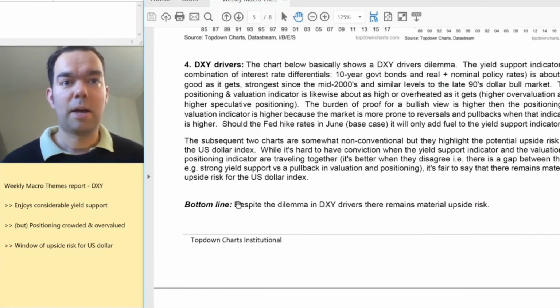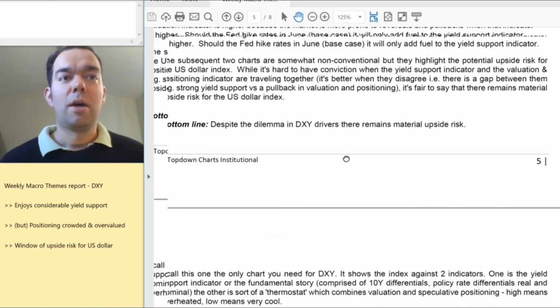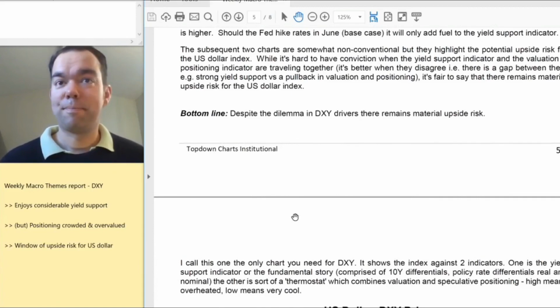So there we've got the bottom line from the report. Despite the dilemma and the Dixie drivers, which is this one, there remains material upside risk. And that is that.